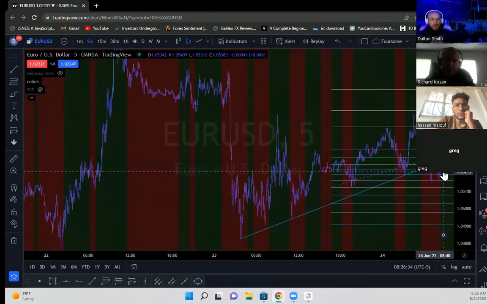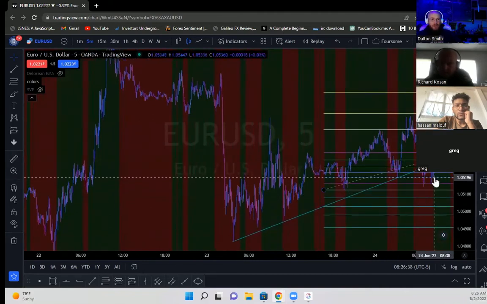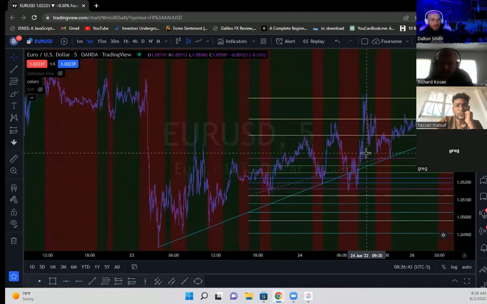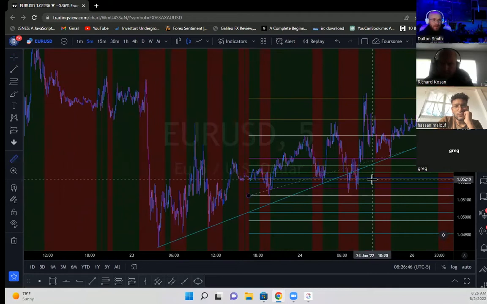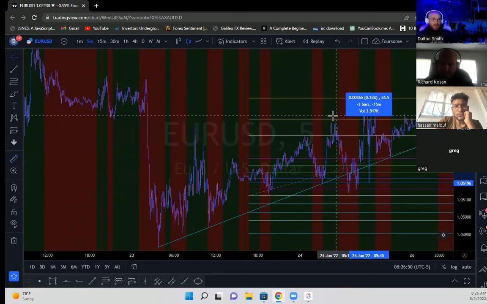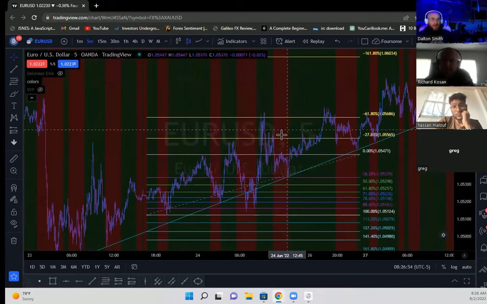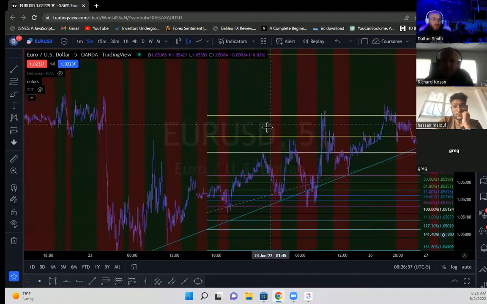So I would have waited till this turned green. I wait for colors to confirm for me. So I would have entered this trade over here and I would have taken it to the -27. For me, personally, if I wasn't sitting in front of my computer, this trade would have been 36 pips. If I was sitting in front of my computer, I would have taken it down to the -61. Right.